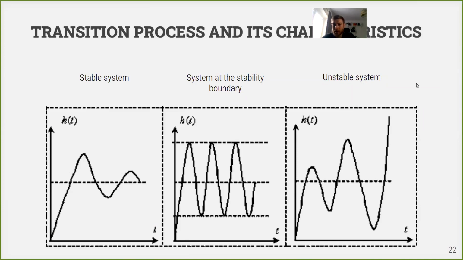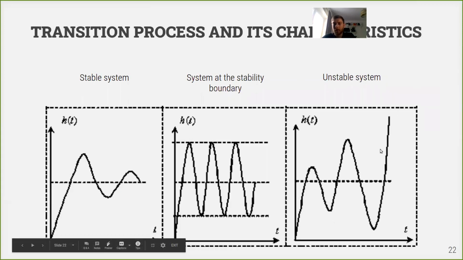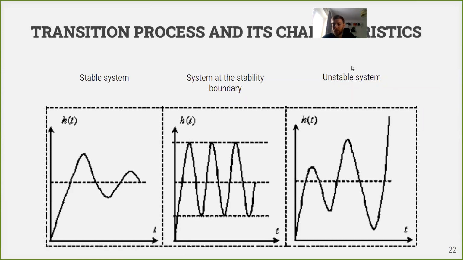Also, there are unstable systems. For these systems, oscillation is increasing, and usually in the end, this just leads to physical destruction of the system. For example, with a simple electric motor, we can get this type of system if we control it incorrectly, and it really leads to the physical destruction of the motor. So if our control law or our regulator works improperly, it can lead to such an unstable output signal.